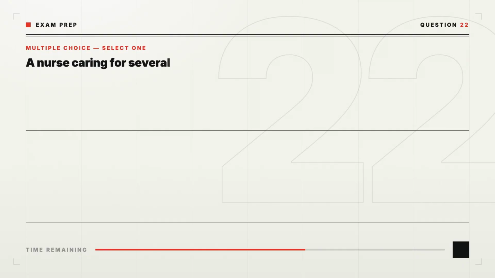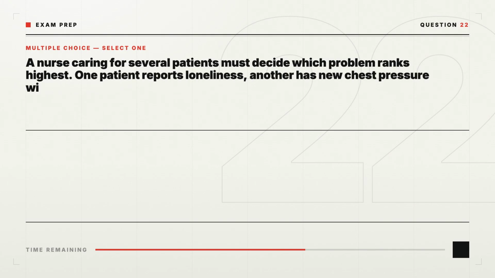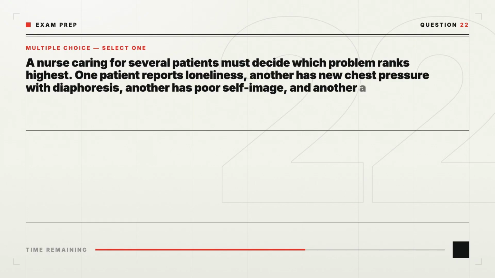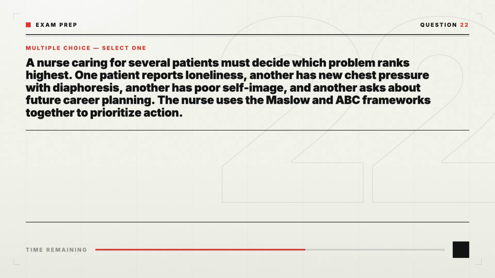Question 22. A nurse caring for several patients must decide which problem ranks highest. One patient reports loneliness, another has new chest pressure with diaphoresis, another has poor self-image, and another asks about future career planning. The nurse uses the Maslow and ABC frameworks together to prioritize action.